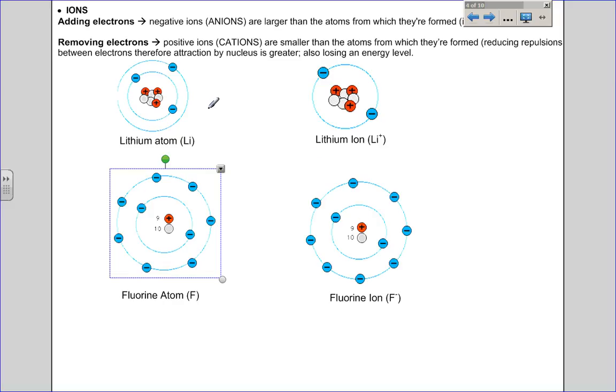In looking at cations, an example is lithium. Lithium has 1 valence electron and becomes lithium plus after losing 1 electron. When we look at this, we can see that by losing that 1 electron, we've lost an entire energy level in this particular species. So we can see quite clearly that the ion is going to be smaller. In addition to losing an energy level, we've also increased the effective nuclear charge because we've decreased the repulsions of the electrons.